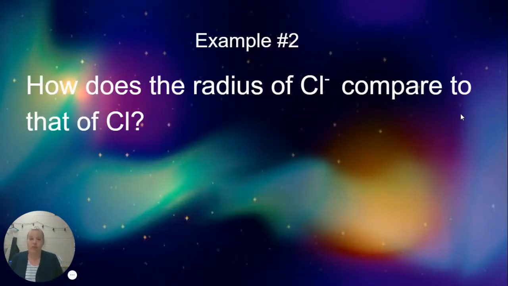So the example I want to go through is this one. How does the radius of Cl minus compare to that of Cl? And then, of course, we're going to explain that right now. You'll see the word explain, then you have to explain. So pause your video, try to write out your answer, and then I will show you what I would expect to see for that, okay?